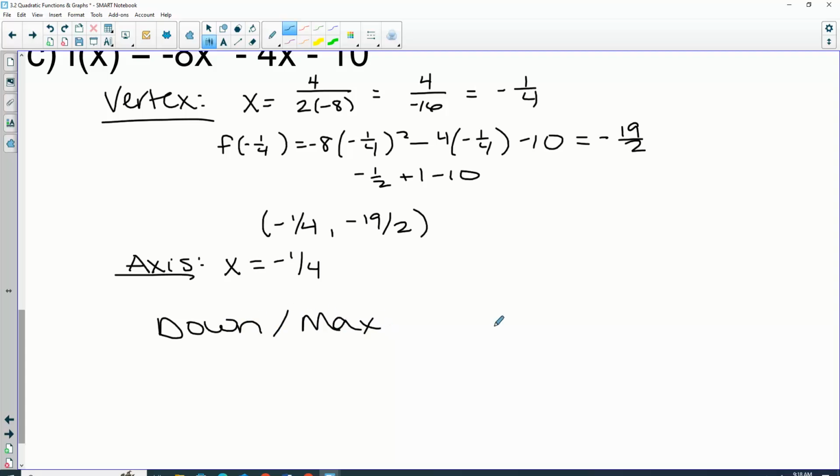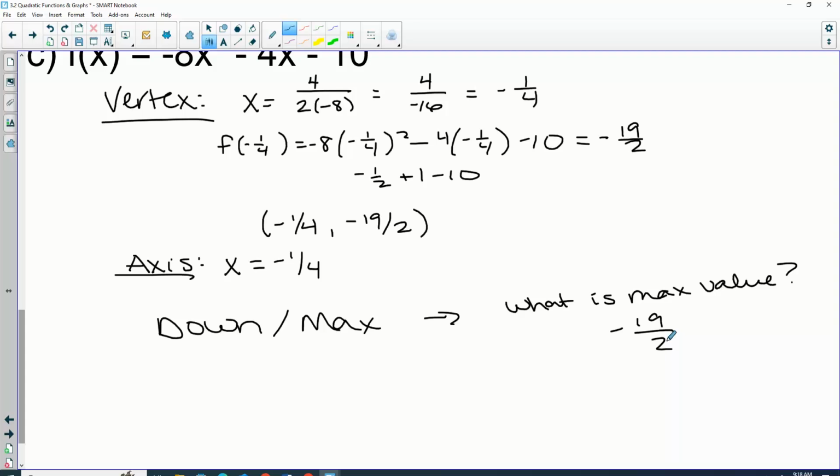What if I said, what is the maximum value? So if I ask for what is the max or the min, that's just your highest or lowest y value. So you don't give me the full ordered pair, it's just the y itself. Alright, are we having any issues with this stuff?